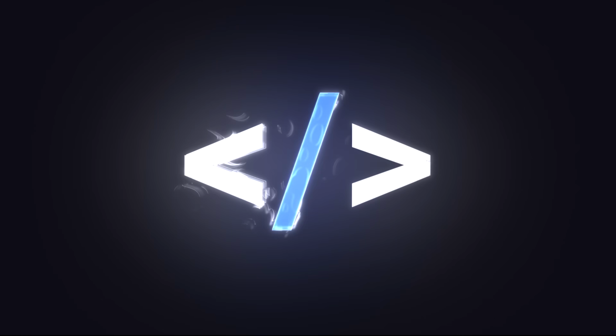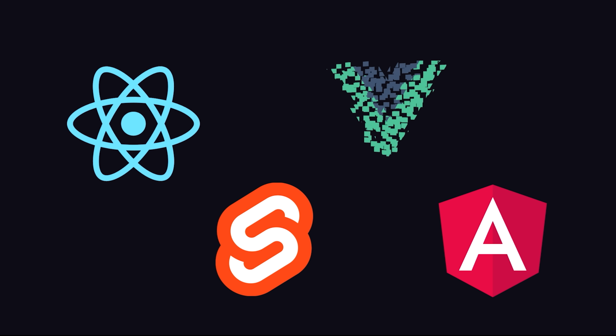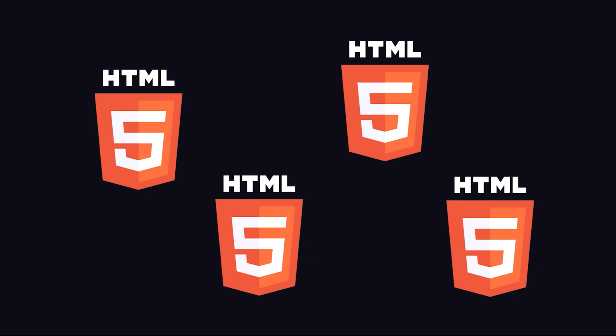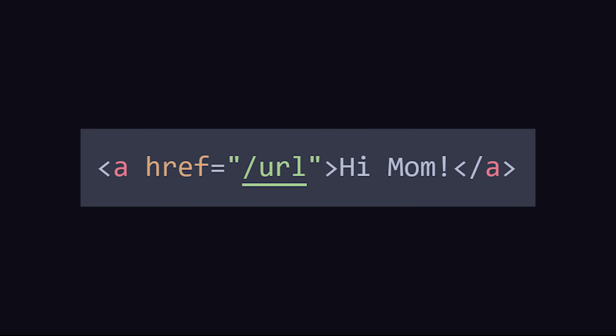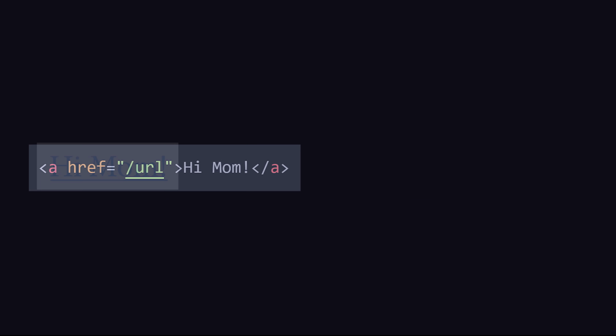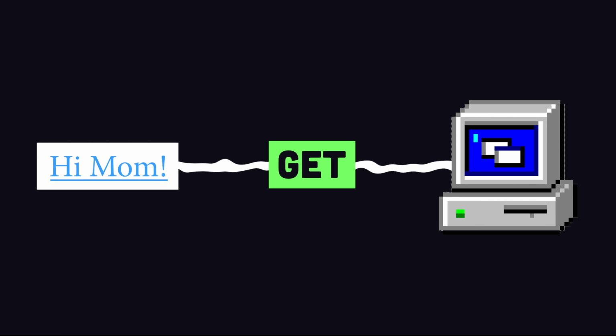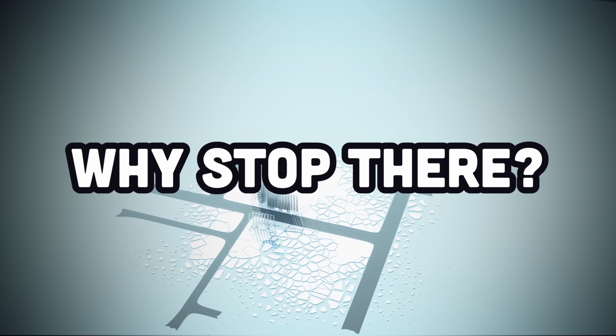HTMX, a UI library for the web that can replace your JavaScript framework with the simplicity of HTML. Plain HTML is more capable than you think. Every time you click on a link or submit a form, it automatically sends an HTTP request to the server and renders the response in the UI. It's so easy, but why stop there?